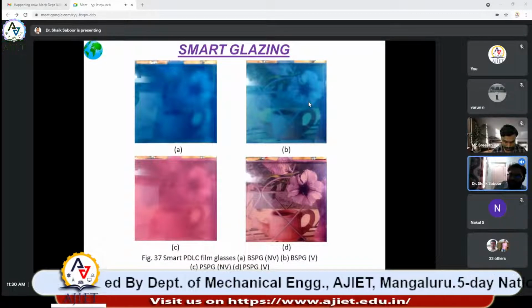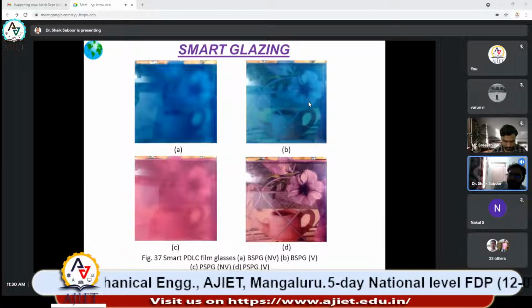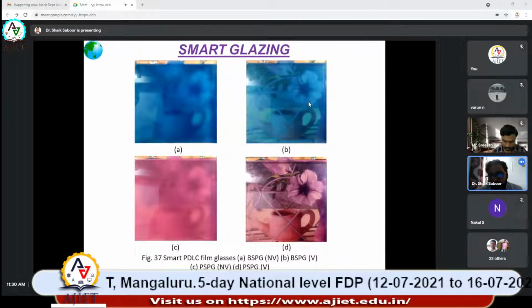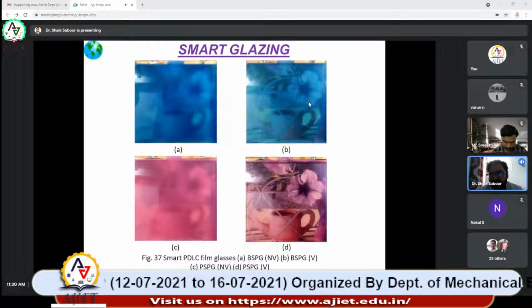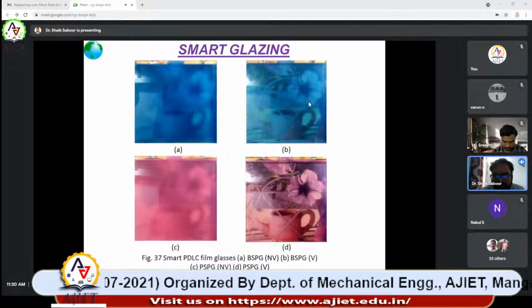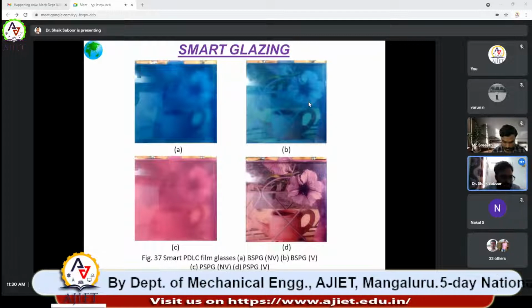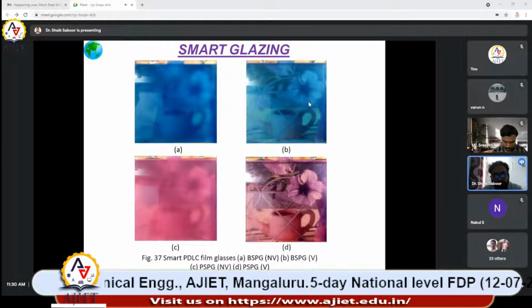That is also very, very challenging. But what we observed from these studies is that the energy that we are going to save with this glazing is very, very high as compared to the energy spent on this glazing. So that is the best observation we made from this.